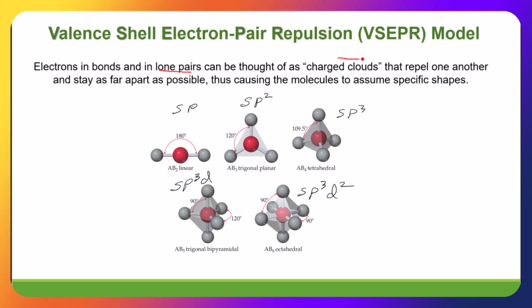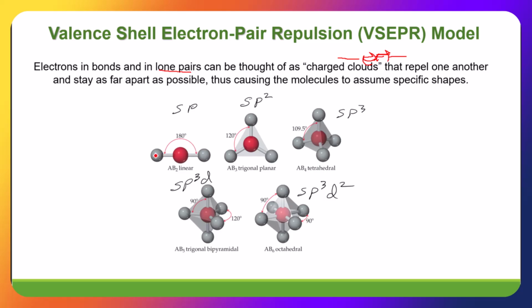They have negative charge. They repel each other because you know that negative charges repel each other. They try and push each other in the opposite direction. When you have these bonds and non-bonding electrons, they're going to push each other as far away as they can get until they run into another cloud of electrons.